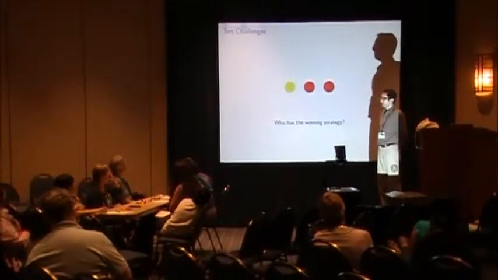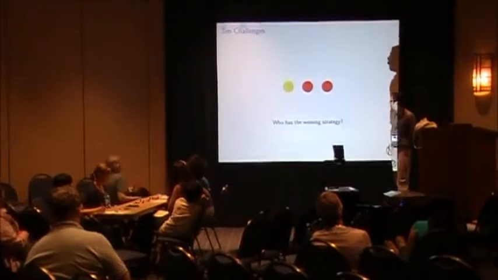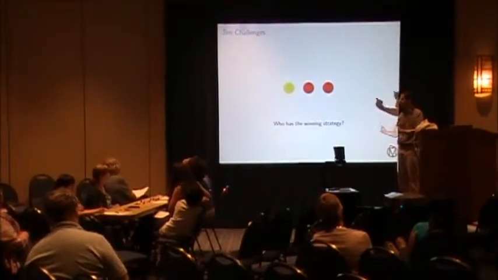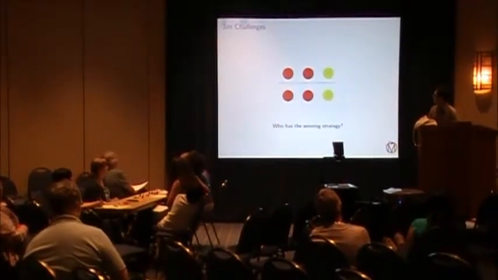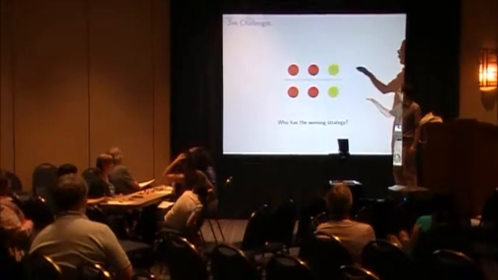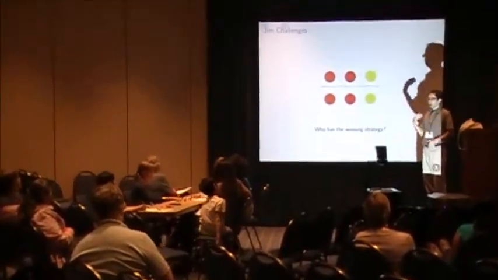Okay. How about this one? Yes, it's also a winning position because you can give your opponent a red situation. So we're going to make it more challenging. What if you have two rows, here's one row, here's the next row. It's your turn. Do you have a winning position?